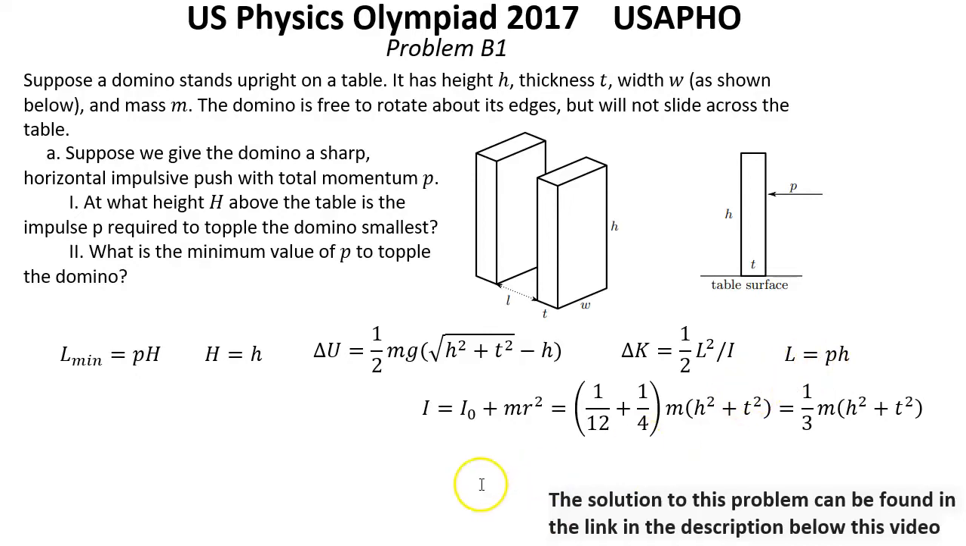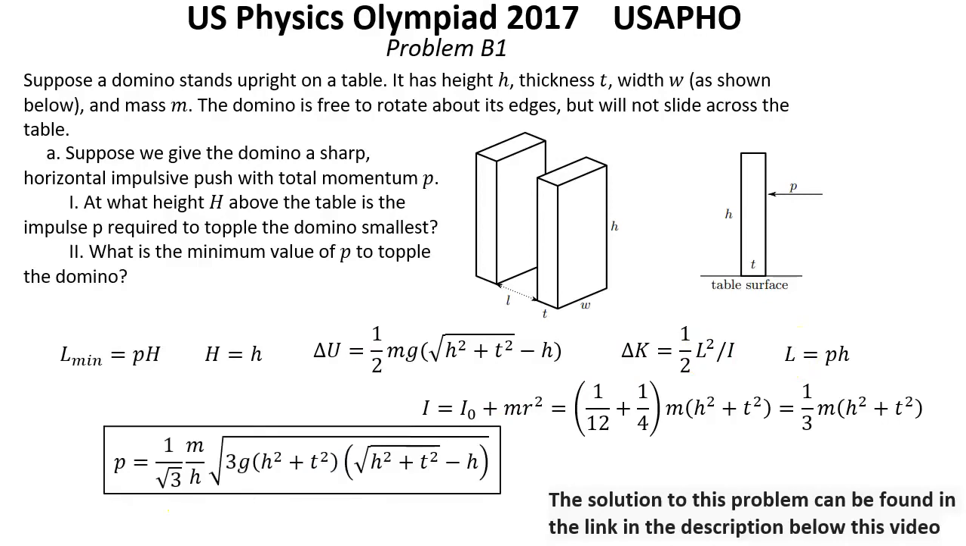Now we can insert this angular momentum and also I into this formula. After that, we equate delta U to delta K. And finally we get the result for the minimum p. That will be this formula. And this is the answer for question 2 from part A.